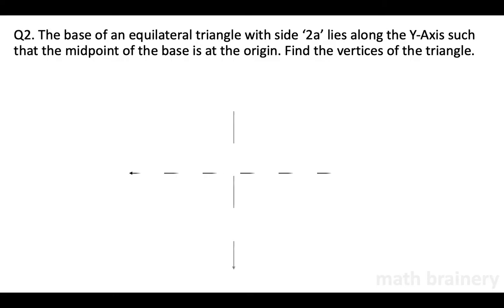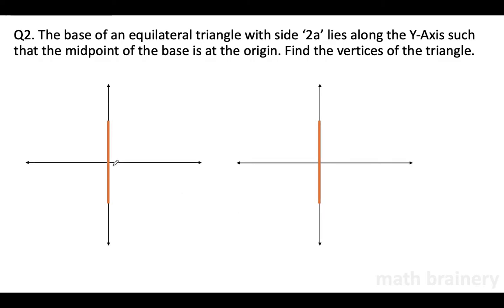Let us first consider the coordinate plane. This is your x-axis and this is y-axis. The base of the triangle lies along y-axis. So let me consider this line as the base of the equilateral triangle. Now if this line is the base of an equilateral triangle, then there are two possible situations. The apex of the triangle could either be towards the negative side of x-axis, or the apex of the triangle could be towards the positive side of x-axis. That means there are two possible solutions to this question.